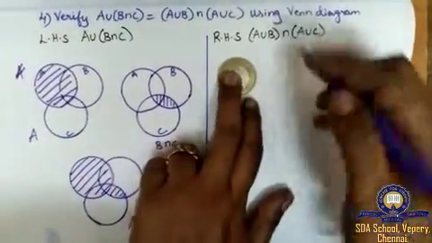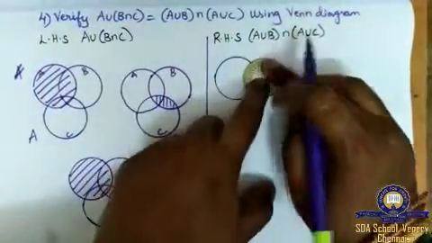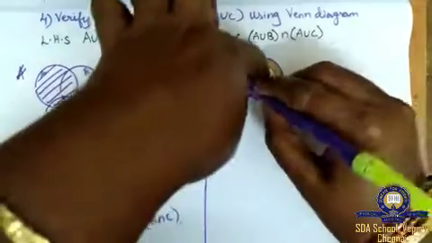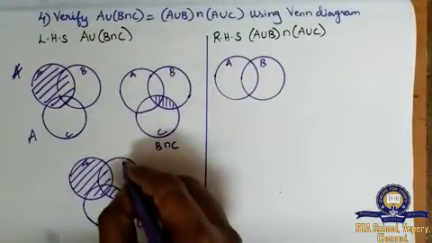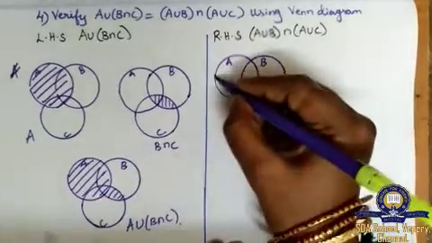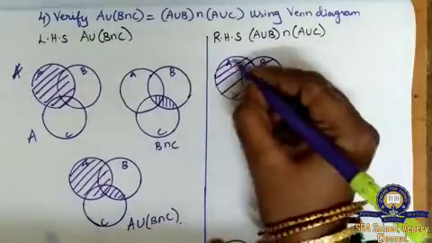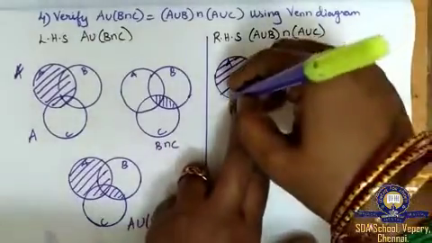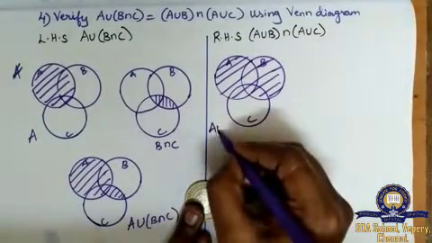First is A union B. Draw the A circle, draw the B circle. Write A, B. Sorry, I have left out A, B, C. A union B means shade all the parts in A union B. Then draw the C circle. This is A union B.